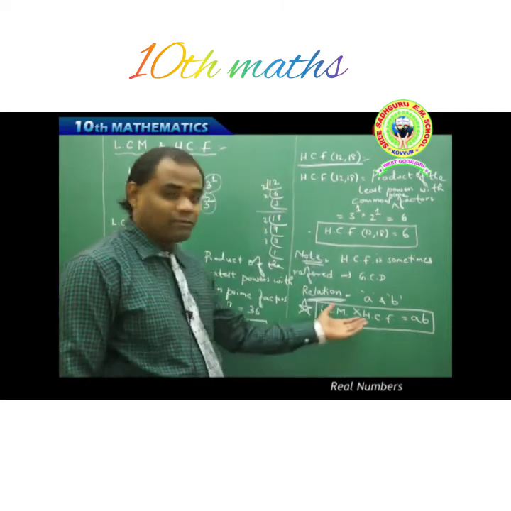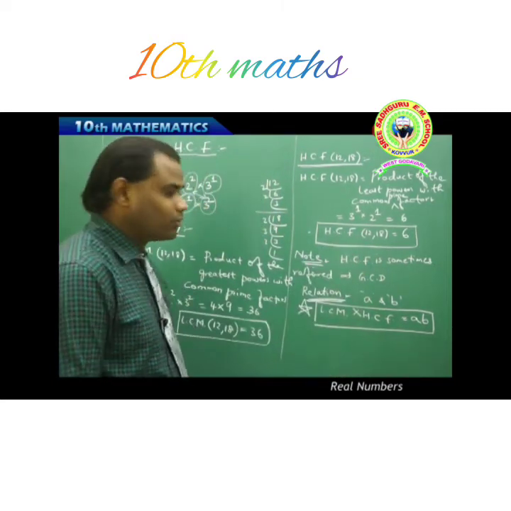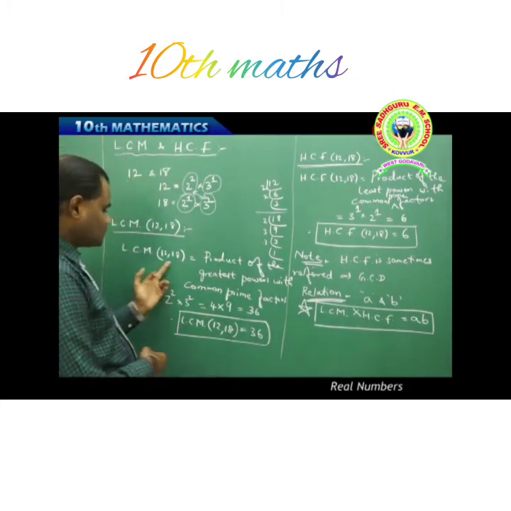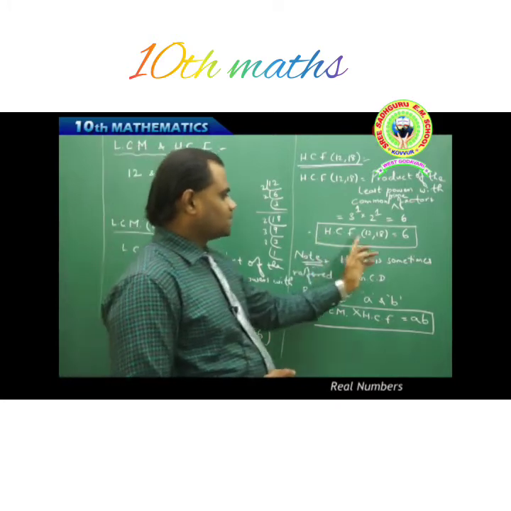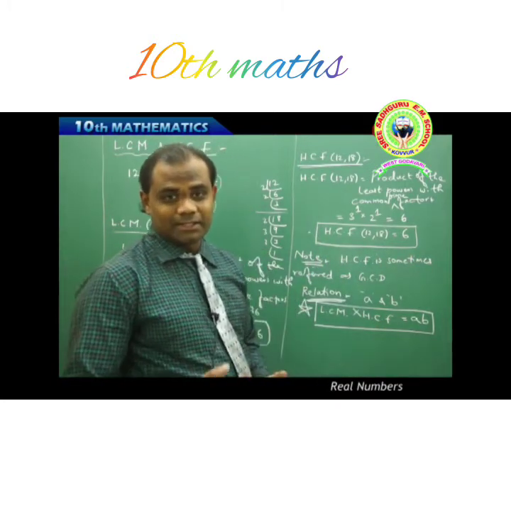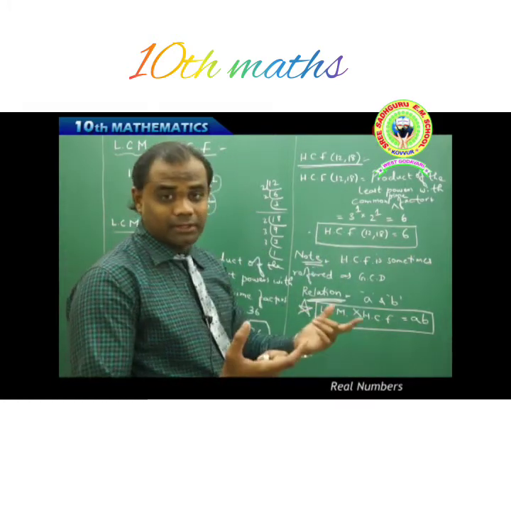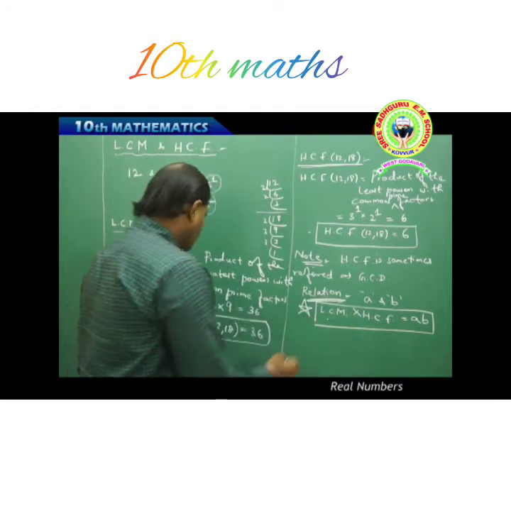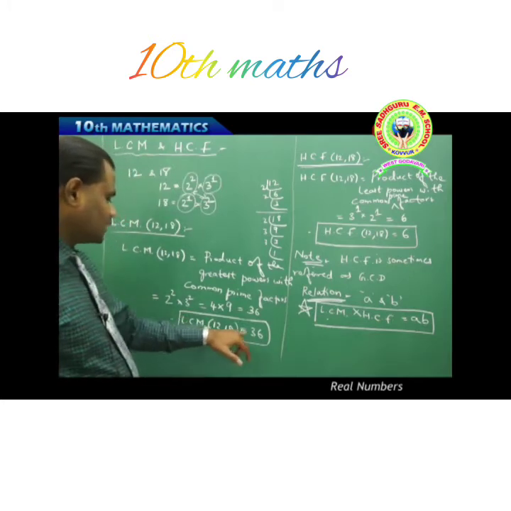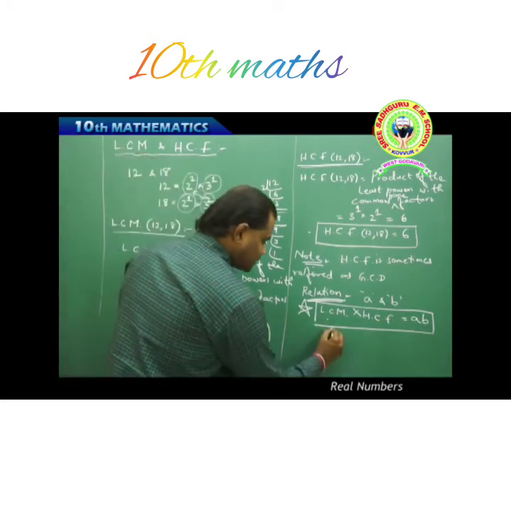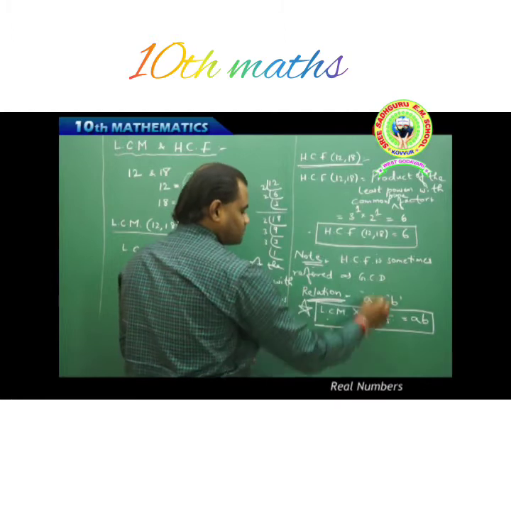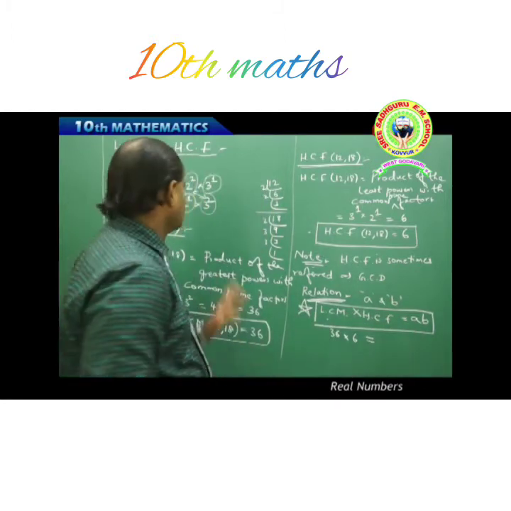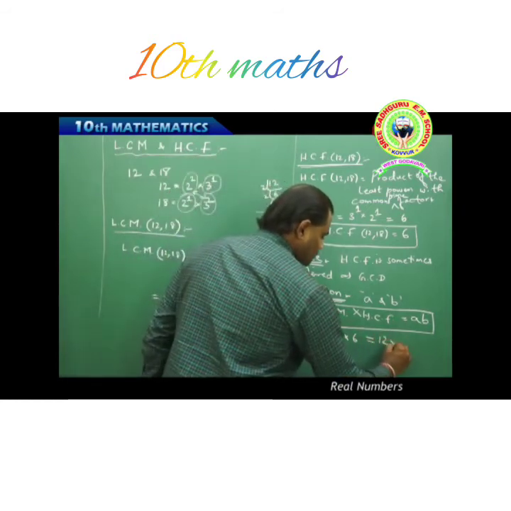This can be verified using the previous example, where A and B are 12 and 18 respectively, and LCM is already found to be 36 and HCF is already found to be 6. So let's see if this verifies for any two numbers A and B. As I already found the LCM of 12 and 18 to be 36, then 36 times the HCF, which is 6, must be equal to the product of the numbers, which is 12 times 18.